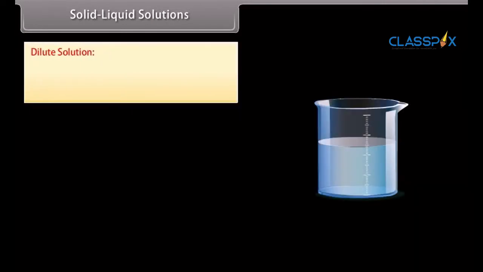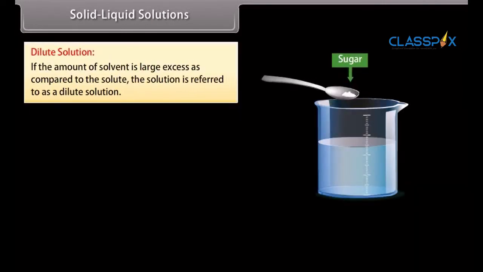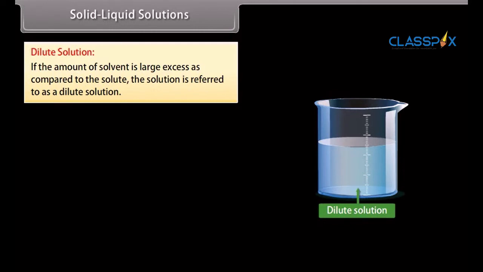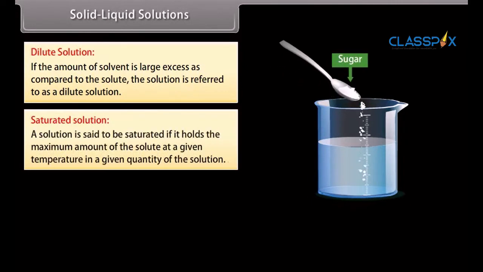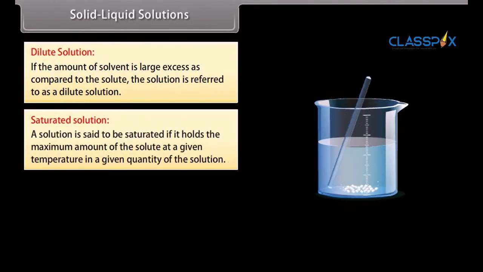Solid-liquid solutions. A small amount of solute is dissolved in a large quantity of solvent. Dilute solution. If the amount of solvent is large excess as compared to the solute, the solution is referred to as a dilute solution. Saturated solution. A solution is said to be saturated if it holds the maximum amount of the solute at a given temperature in a given quantity of the solution.